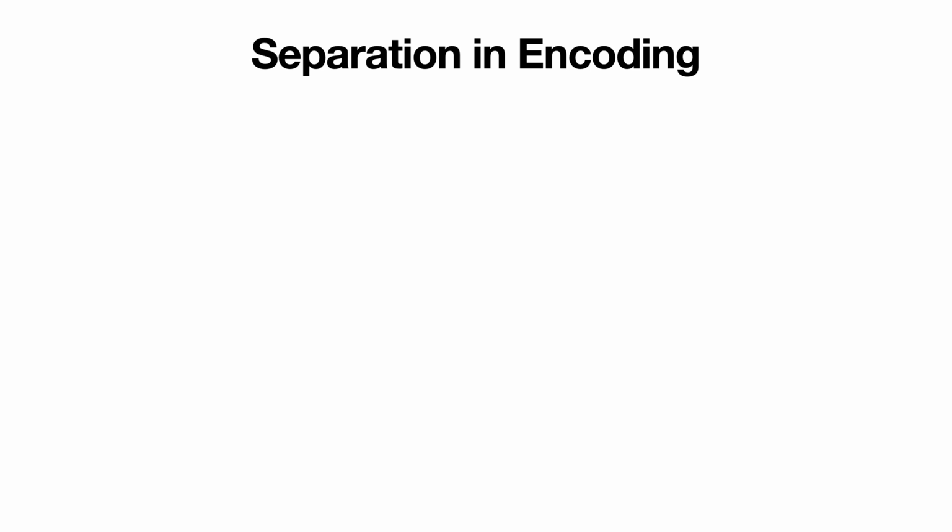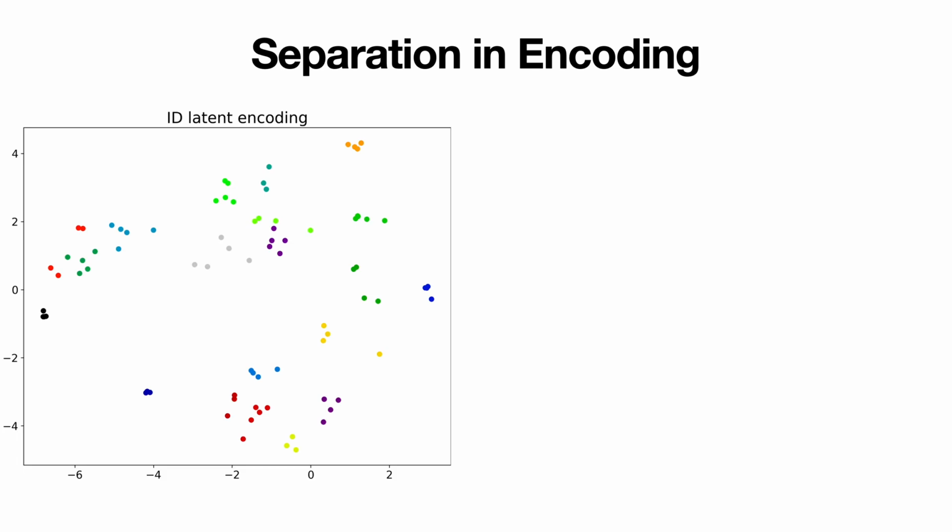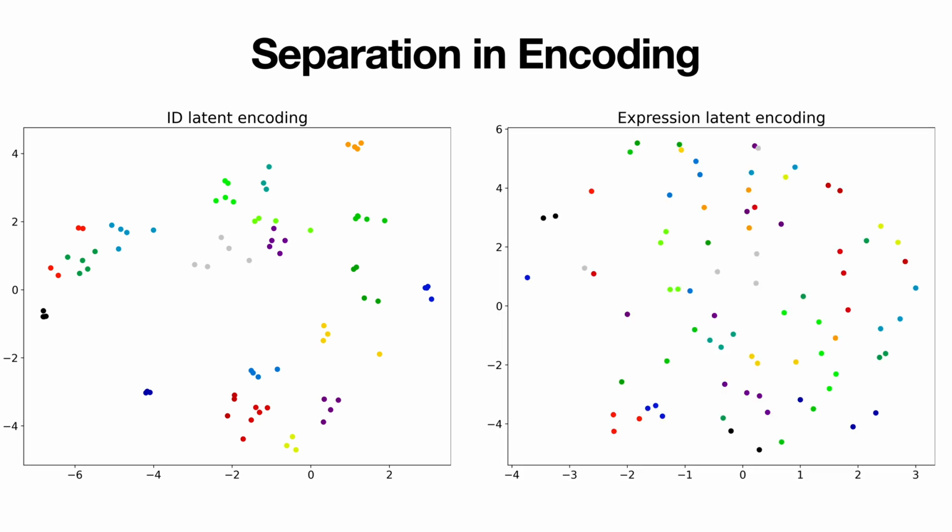The following plots demonstrate that the model's identity encoding on the left correlates with the actual identities marked in distinct colors, whereas the expression encoding is more uniformly distributed, indicating a successful disentanglement of the identity from the expression.